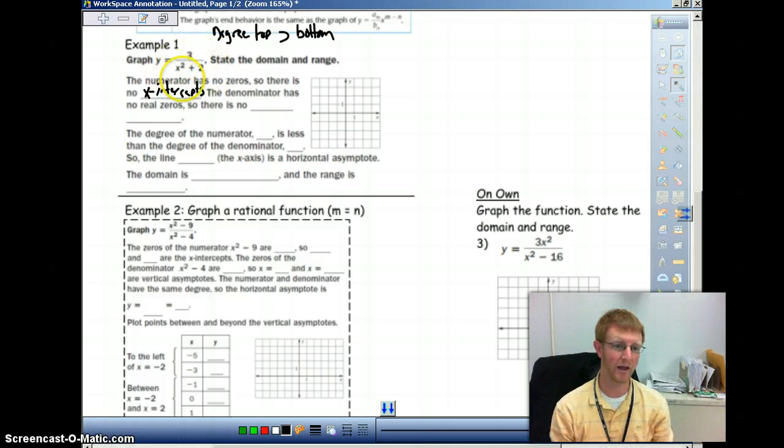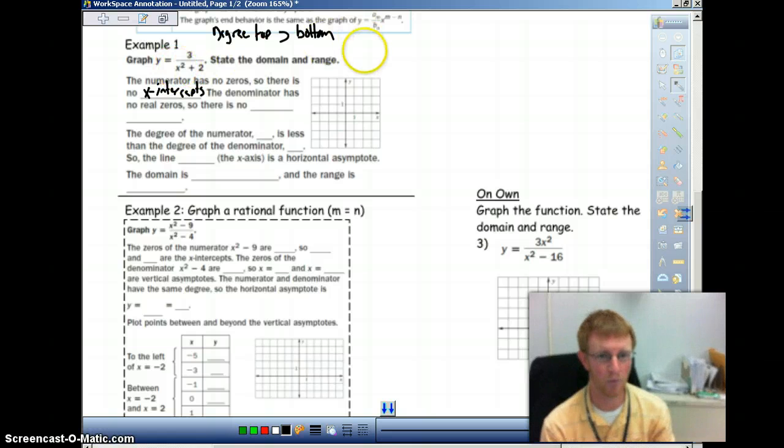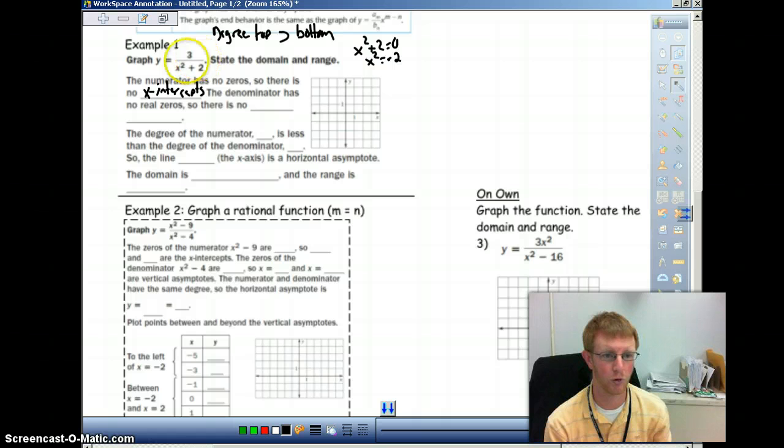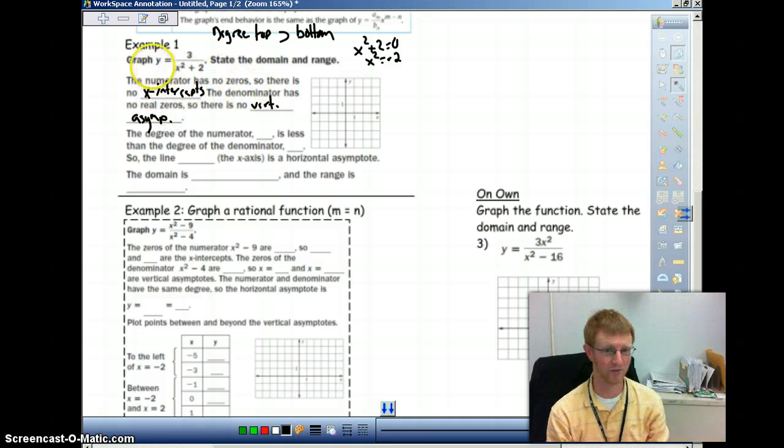Also, if you look at the bottom, x squared plus 2. Now, this is something that we've really struggled with. If I wanted to take x squared plus 2 and set it equal to 0, you would end up with x squared equals negative 2. Well, if you know anything about squareds, a squared can never equal a negative. Therefore, this will never be equal to 0, so therefore there are no vertical asymptotes. Okay, so there's no vertical asymptotes, there's no x-intercepts.